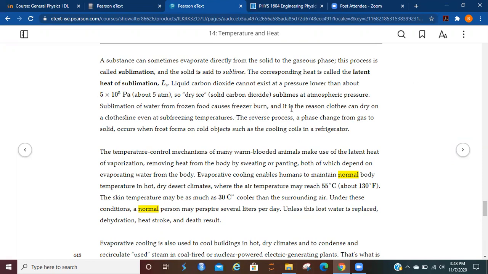Sublimation of water from frozen food can cause freezer burn, and is the reason clothes can dry on a clothesline even at sub-freezing temperatures. The reverse process of phase change from gas to solid occurs when frost forms on cold objects, such as the cooling coils in a refrigerator.